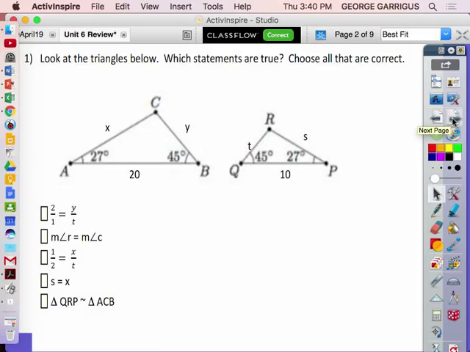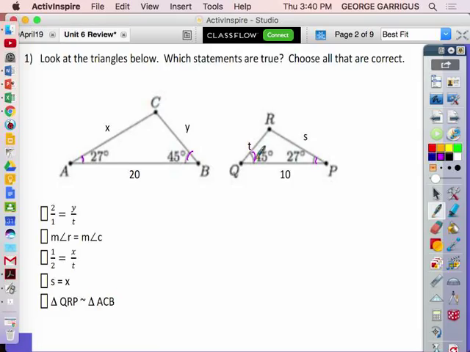Well, we have triangle ABC, which has angle measures here of 27 degrees and 45 degrees. And we have triangle QRP, and it has a 27 degree angle and a 45 degree angle.